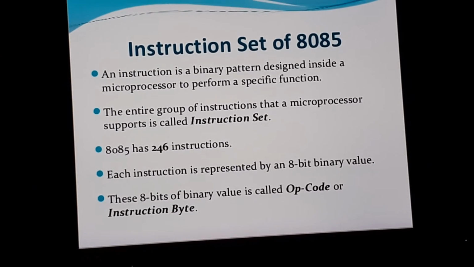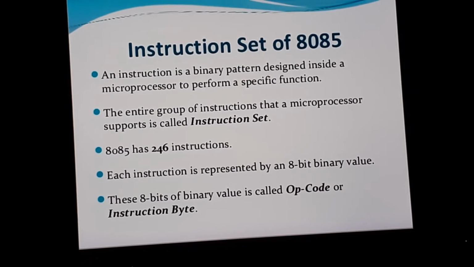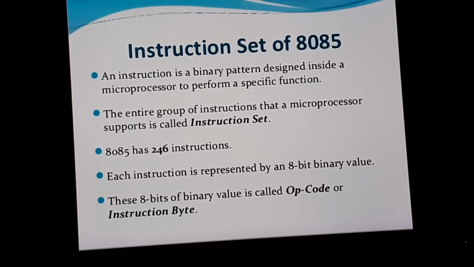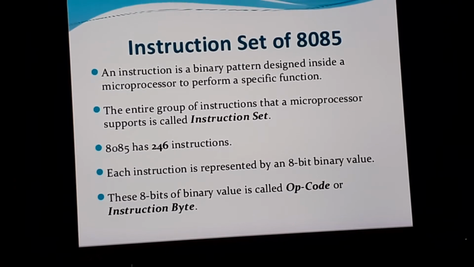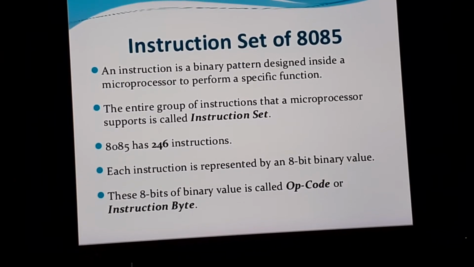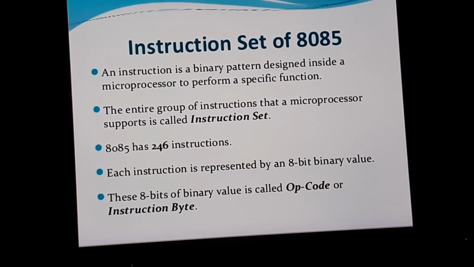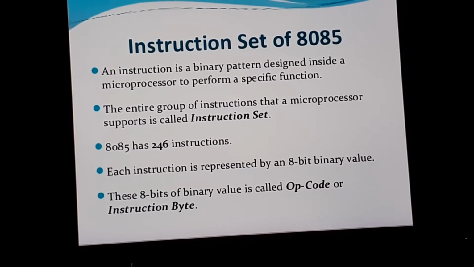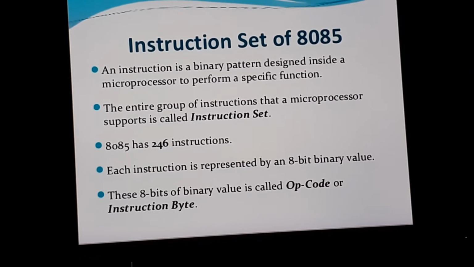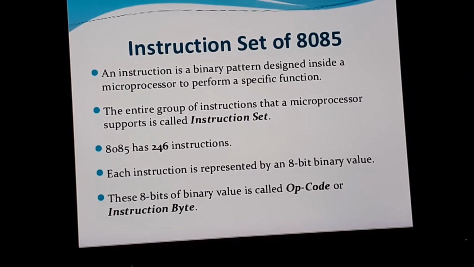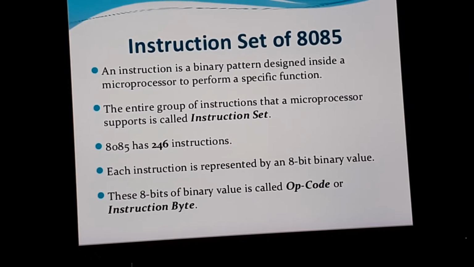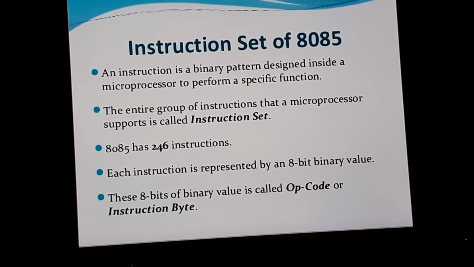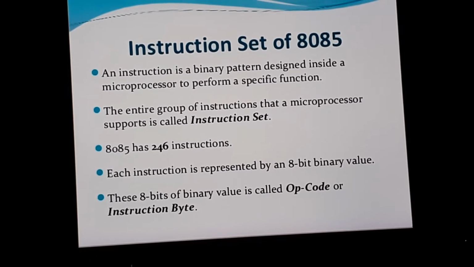Each of these instructions is represented by an 8-bit binary value, an 8-bit binary number. These 8 bits of binary value are called an opcode. That 8-bit value in the instruction is said to be an opcode, and the opcode is also called the instruction byte, but we will say opcode only. We can call it the instruction byte secondly.